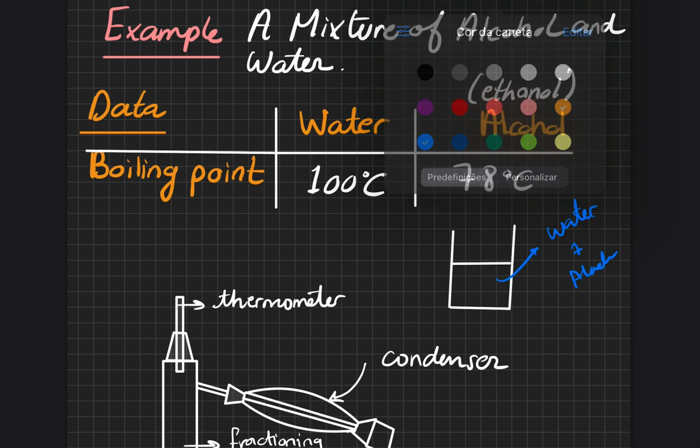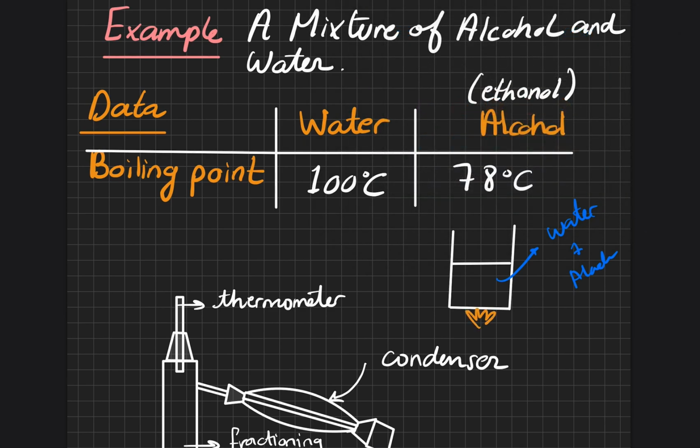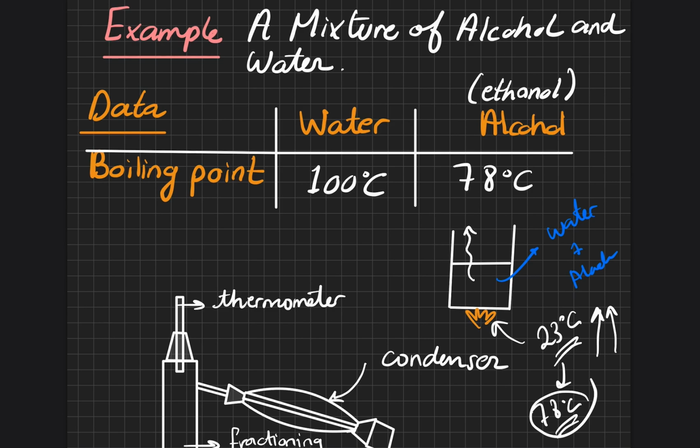And let's say we start heating this beaker. At first, this beaker would be at room temperature, that is almost like 23 degrees Celsius. And when we heat it, the temperature will start increasing and increasing even more. Now, as the temperature increases, it's going to reach, let's say, 78 degrees Celsius at first. So when it reaches 78 degrees Celsius, what happens?